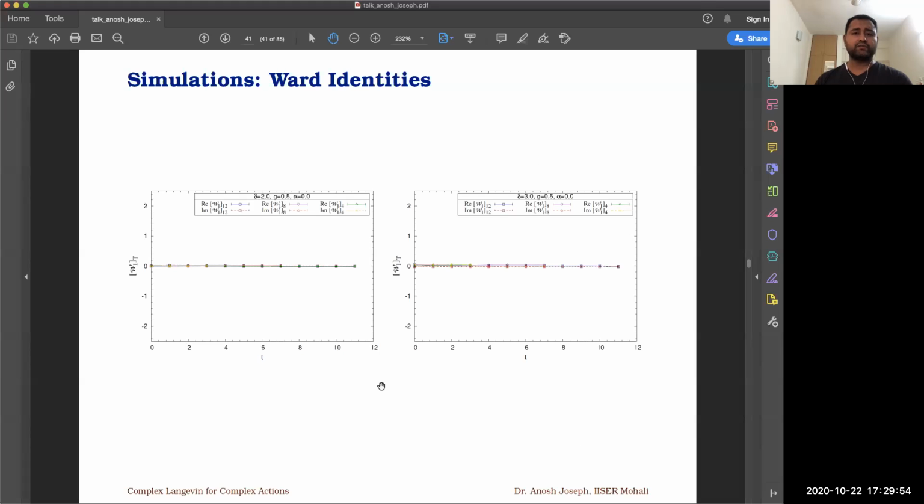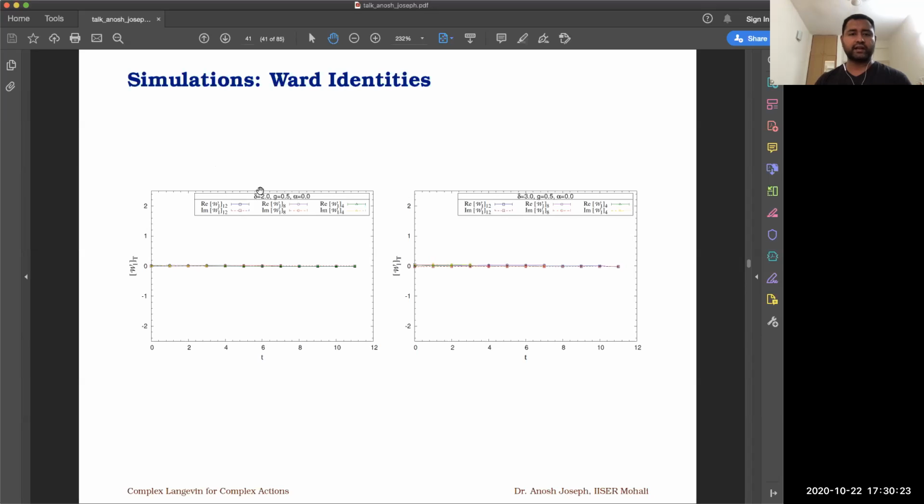We also looked at Ward identities, and they are matching exactly 0. Here we can separate real and imaginary parts. The real part grows like this, and the Ward identity has 2 terms, and they should add up to 0. If you look at them separately, we see that the data goes like this and goes like this, and when we add them up, we get 0. So for delta equal to 2 and delta equal to 3, we see that it's preserved.